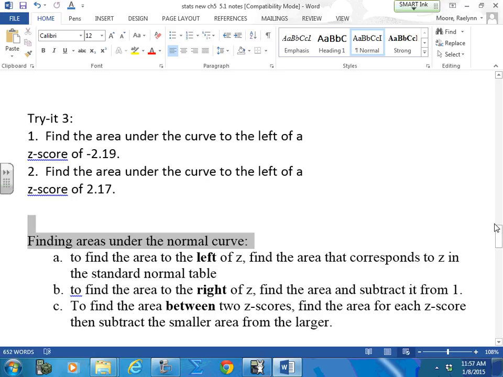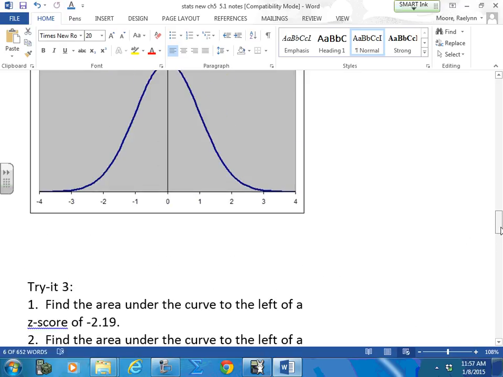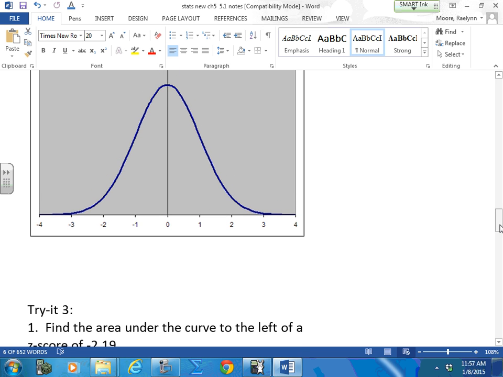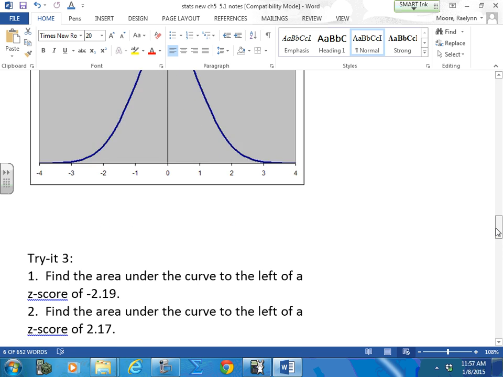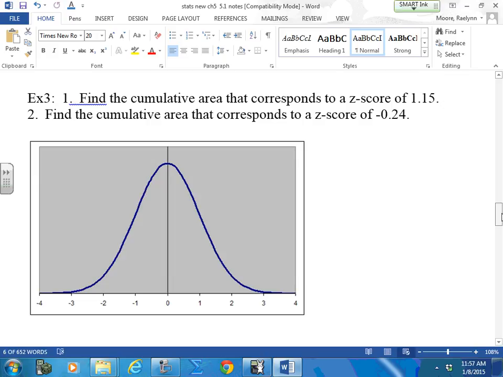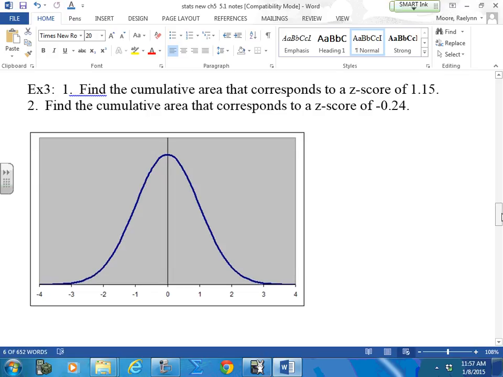So if we want to find the area under your curve to the left, okay, let me do this one. Find the cumulative area, its area to the left, that corresponds to a z-score of 1.15. Our mean is 0. Our standard deviation is 1. We have a z-score of 1.15.